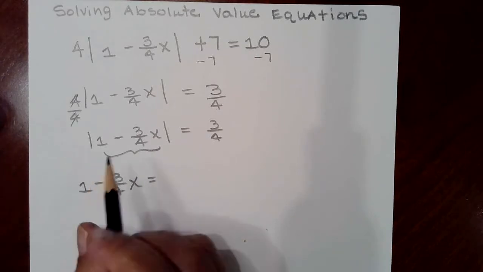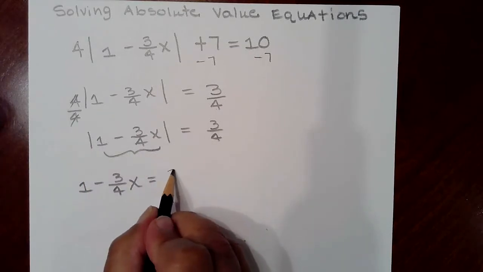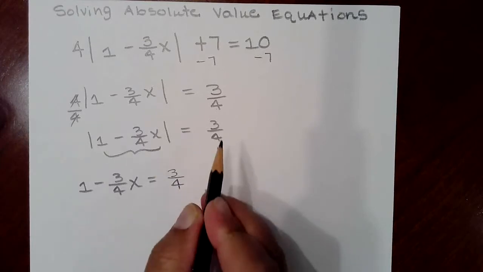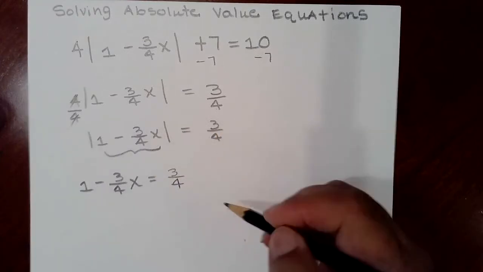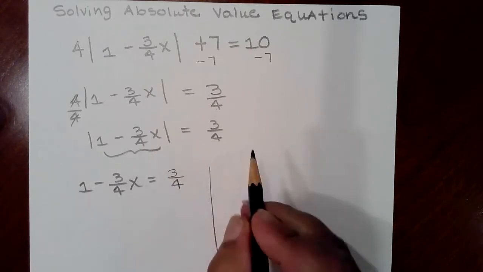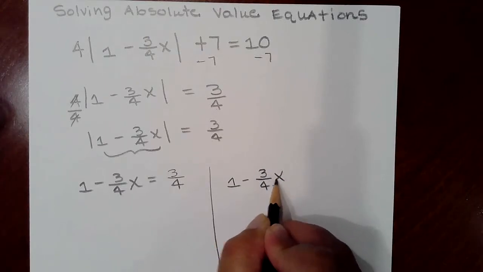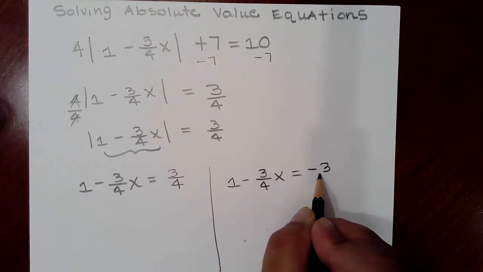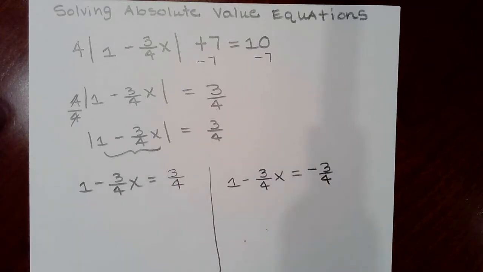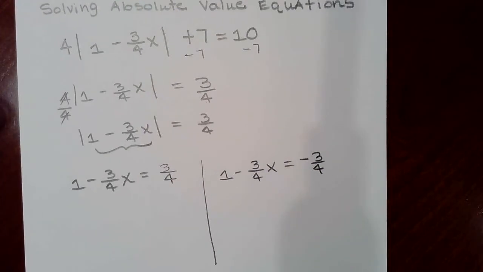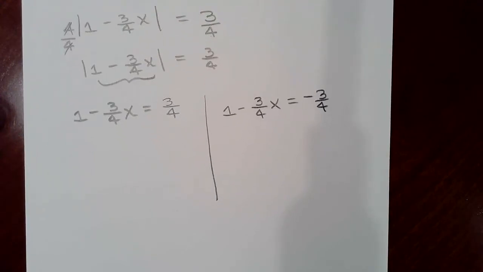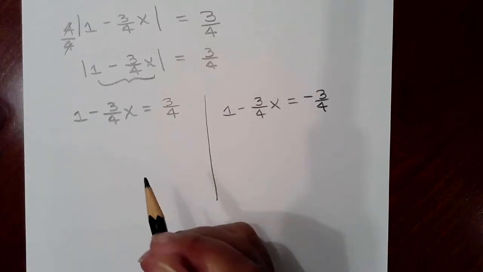creating two equations as you do so. One will be created by setting this expression equal to the positive form of this number on the right-hand side, and the other equation will be using that same expression that was inside the absolute value bars, but setting it equal to the negative version, the negative of that value that was on the right-hand side. And then, at this point, you could either get rid of the fractions or you can continue to work the problem with the fractions. I'm going to work it the way it is. I'm not going to multiply by the LCD this time. Or like I said, you could do that.